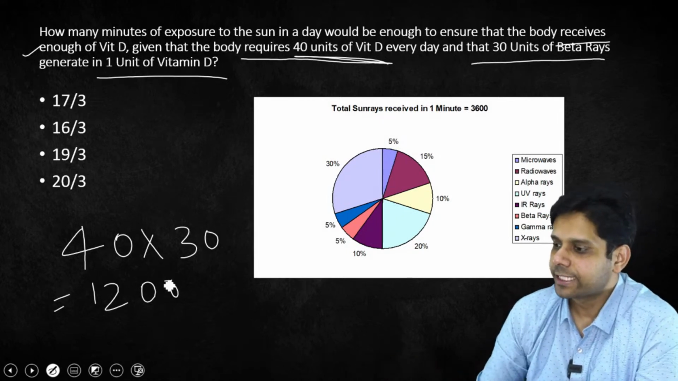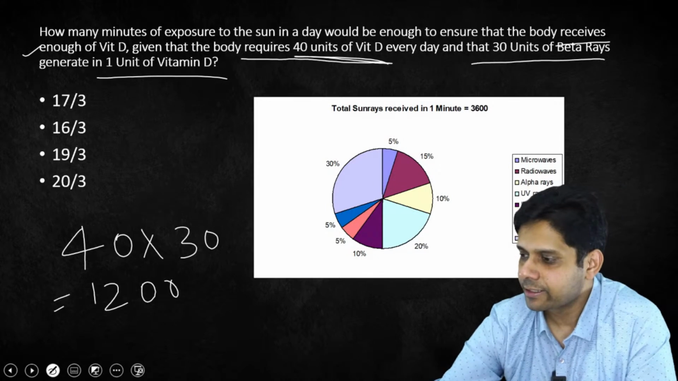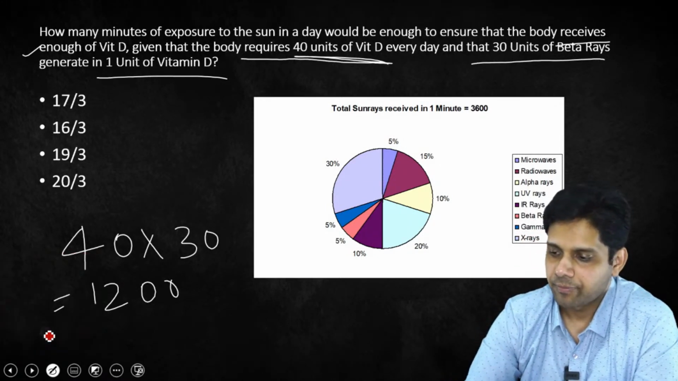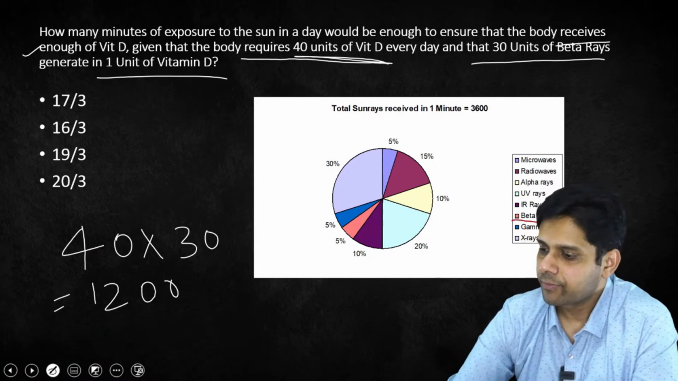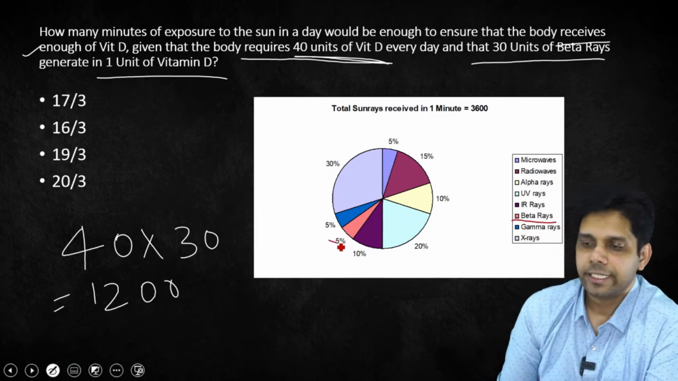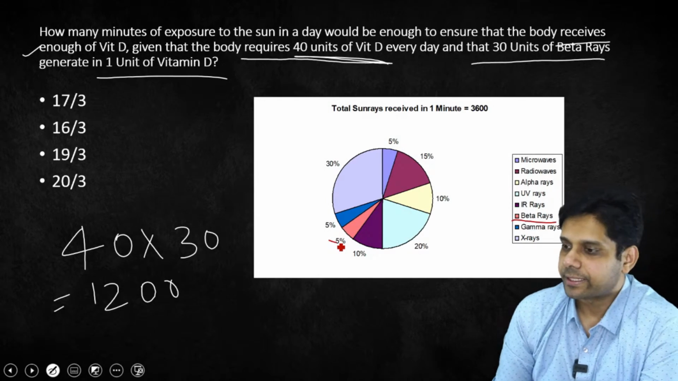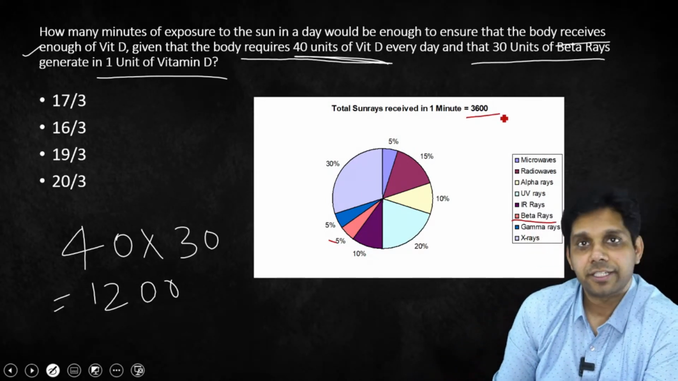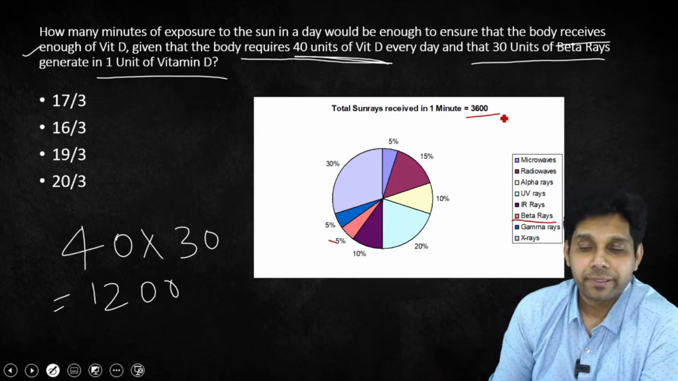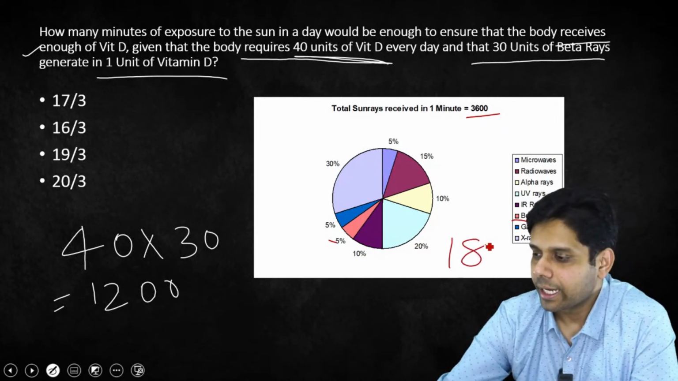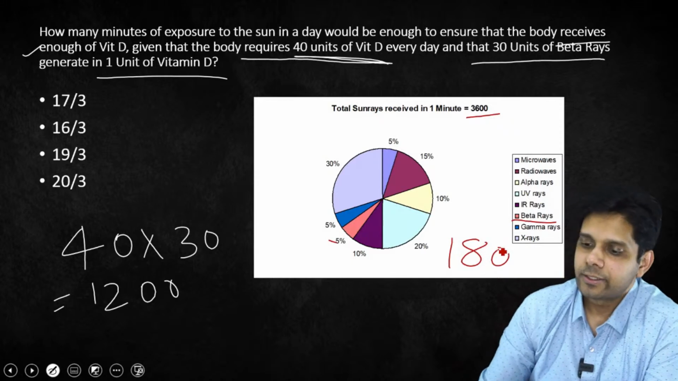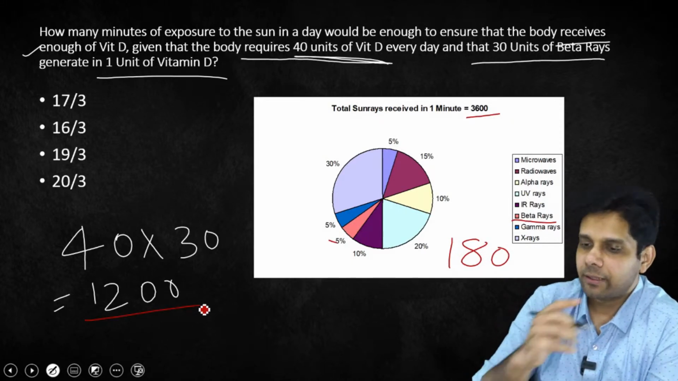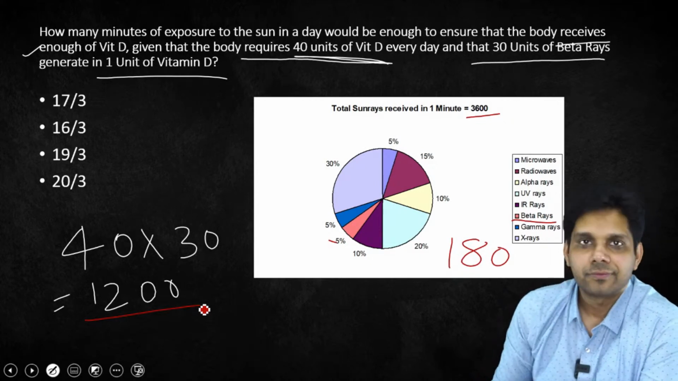So what the graph says, beta rays, which is the area of interest here. Let me change the color of the pen. So beta rays, which is here, is 5%. Now 10% of 3600 is 360, so 5% will be 180. So now we know that 1200 we require, but in 1 minute we are getting 180 only.